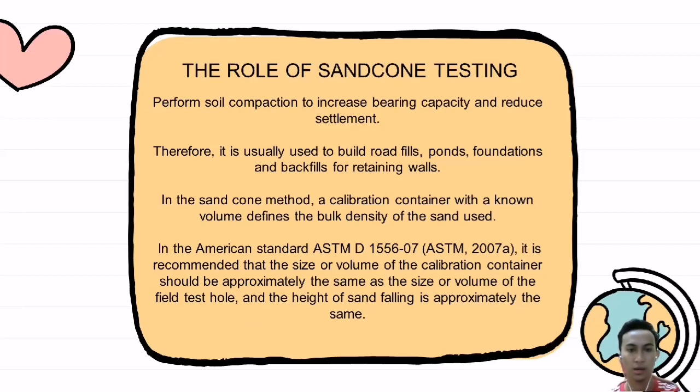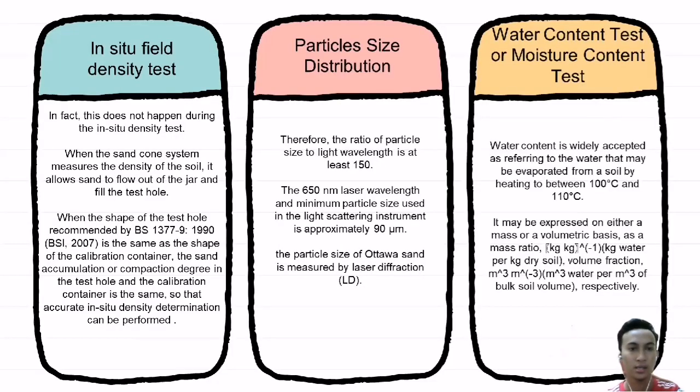In the sand cone method, a calibration container with a known volume defines the bulk density of the sand used. In situ density field test. When the sand cone system measures the density of soil, it allows sand to flow out of the jar and fill the test hole. Particle size distribution. Therefore, the ratio of particle size to light wavelength is at least 150.